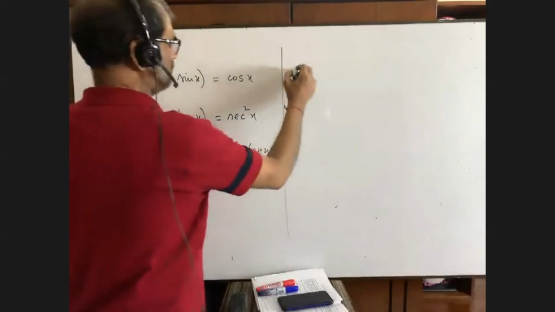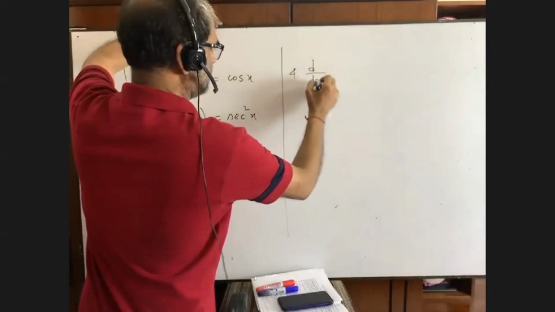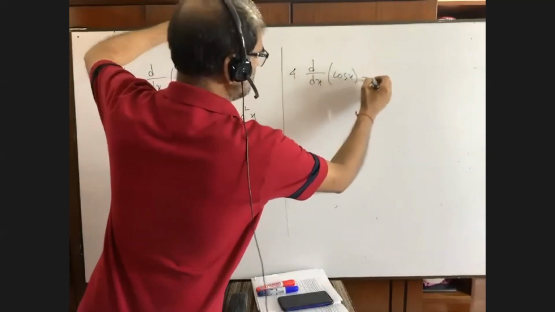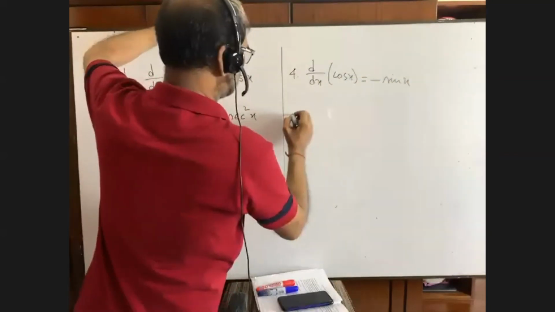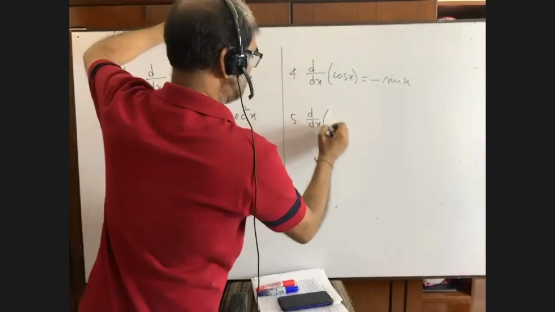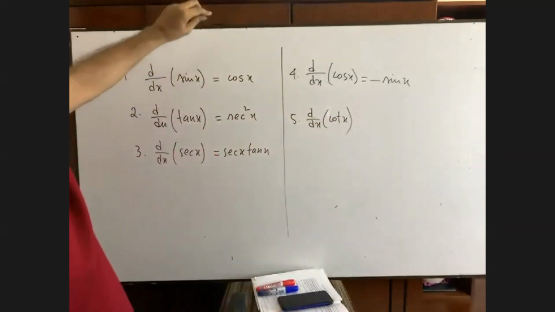Number 4, d by dx of cosine x equals what? Minus sin x. Minus sin x. Number 5, d by dx of cot x equals what? Minus cosec square x.